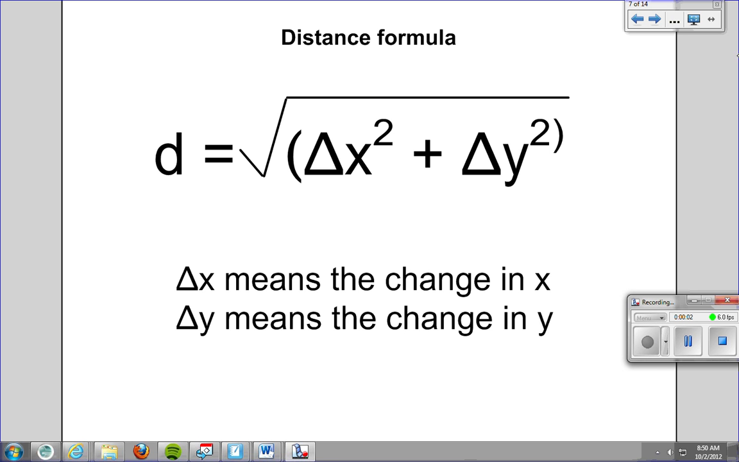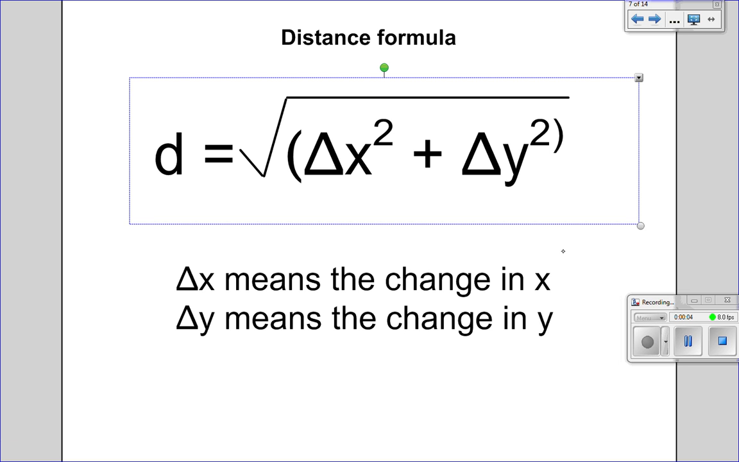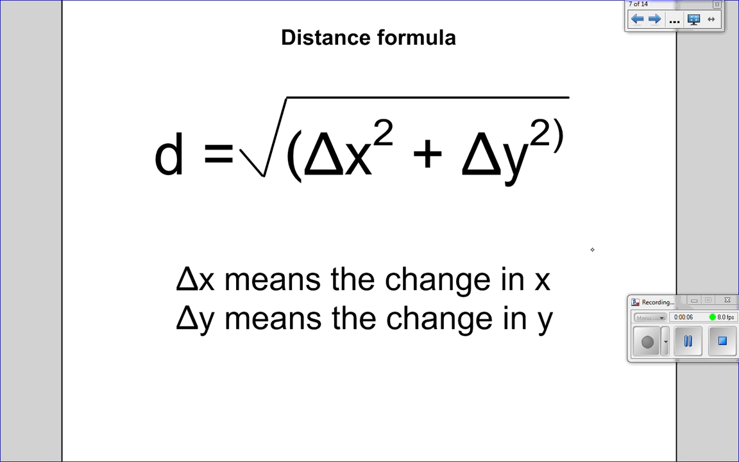Okay, welcome back. In the last video, we talked about applying the Pythagorean theorem to distance and using a simple Pythagorean theorem formula to solve for the distance between 2 points. Let's go ahead now and talk about the actual distance formula.